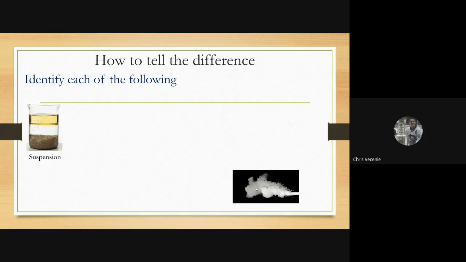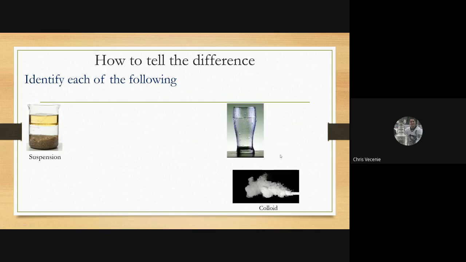Then I ask myself, is it clear or is it cloudy? Because the smoke is cloudy, it would scatter light. We know it to be a colloid. So you want to ask yourself, what phase are you looking at? And then does it separate, followed by clear or cloudy?